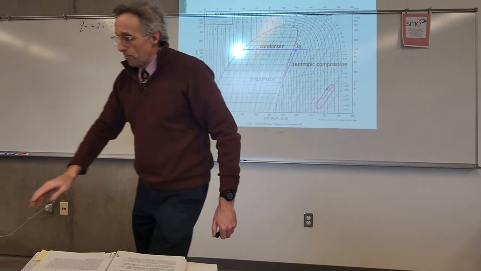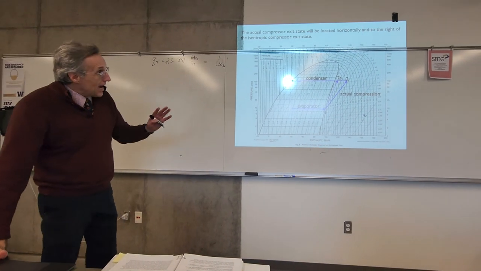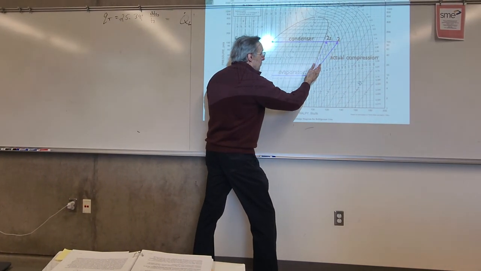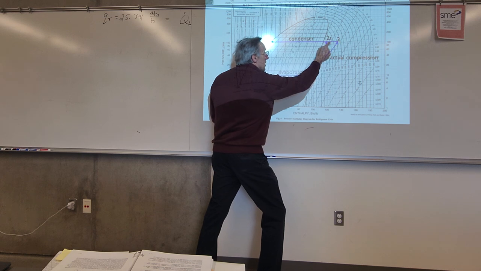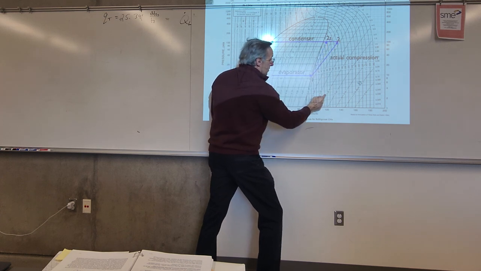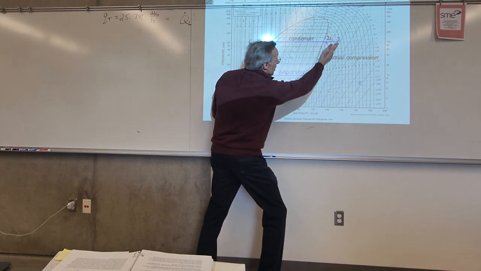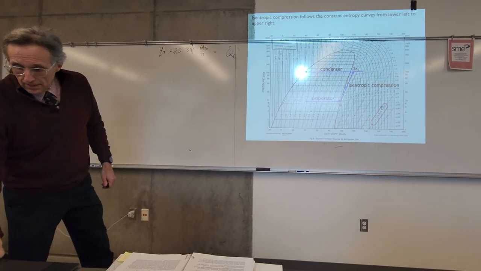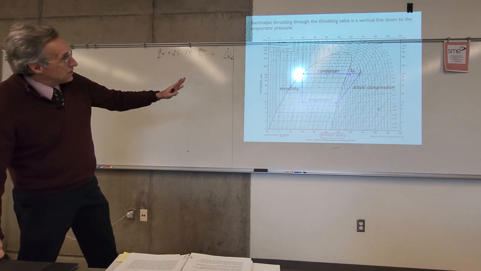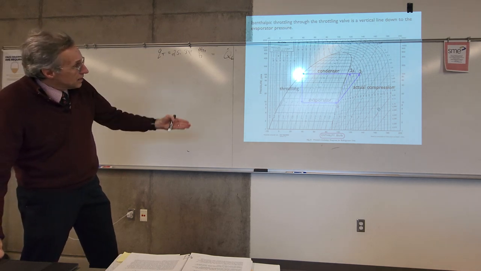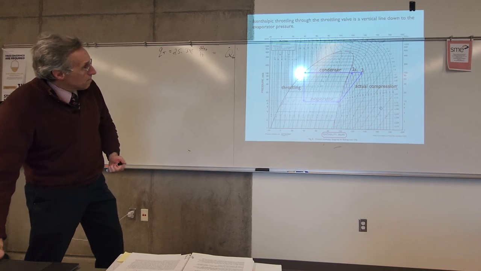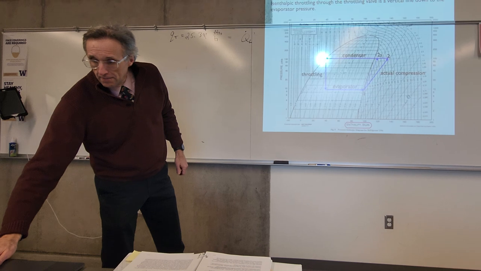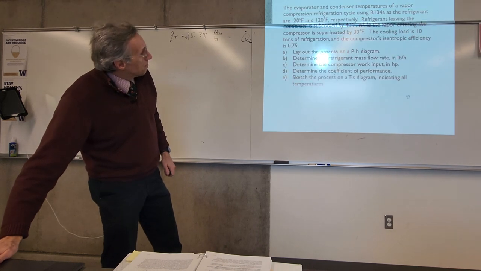And that will be our 2s. And then our actual outlet state will be determined by the isentropic efficiency of the compressor. That's going to take us to the right, so higher entropy, also higher temperature coming off the compressor. And then we go directly to the left to condense, and then throttling down to this point here, point four, and then the cycle begins again.